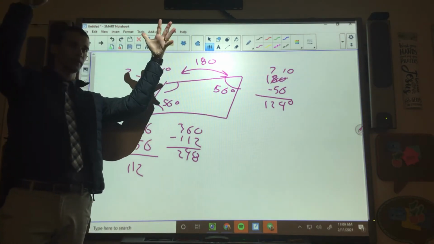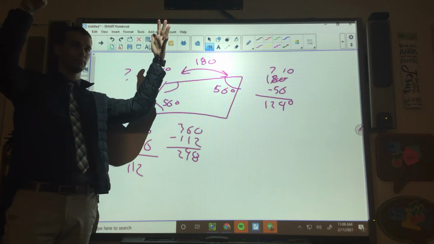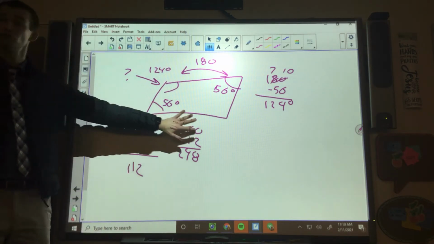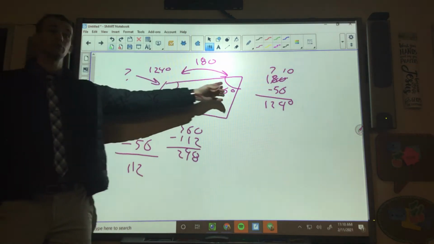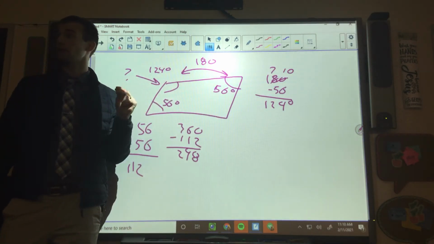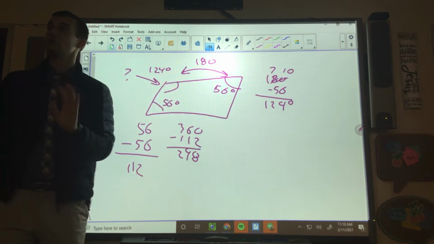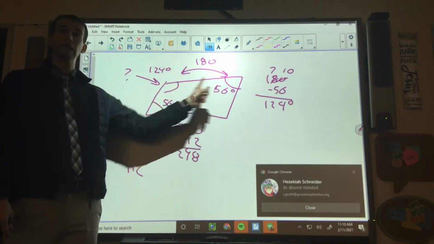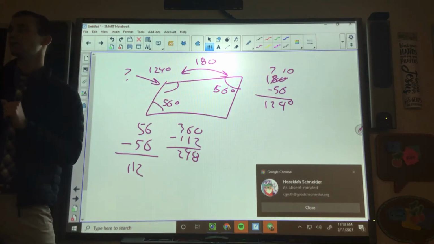Your mind's exploding, right? You can do all this stuff, but I'm telling you that if it's a parallelogram, consecutive angles right next to each other are always going to add up to 180. If these are not parallel, then you're not going to find that to be true.